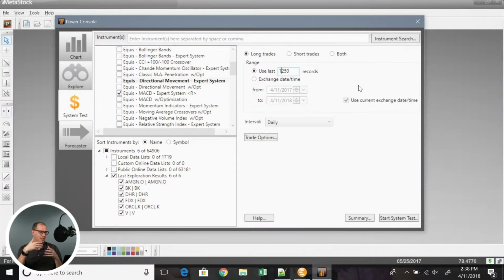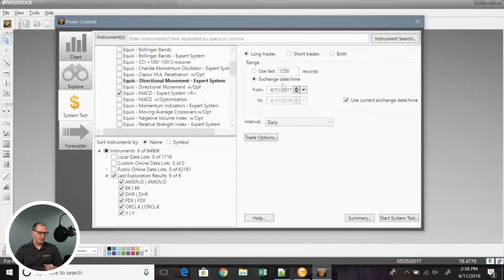Now, the reason I'm looking at 1250 is that I'm looking over 5 years on a daily chart. It gives me a good breadth of data to look at different market conditions, different ways of looking at it. So I like to be thorough in my testing and really look over time. So that's why I recommend that 1250 period.